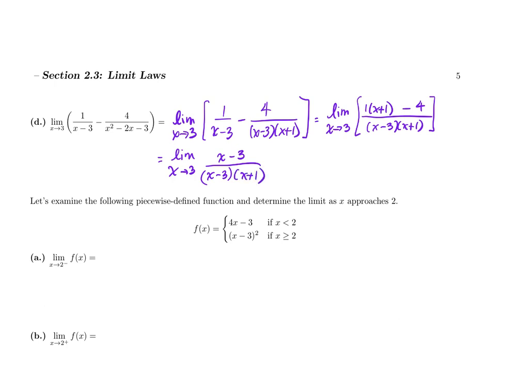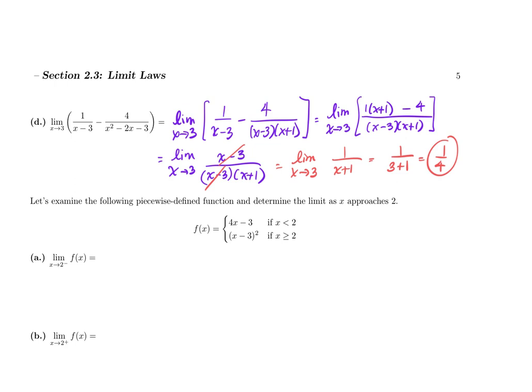So that little bit of magic that we found on the last example comes back here, because now we can reduce out the x minus 3 in the numerator and the denominator, and we are left with the limit as x approaches 3 of 1 over x plus 1, which we can do by direct substitution. So we make it 1 over 3 plus 1, which is 1 over 4.